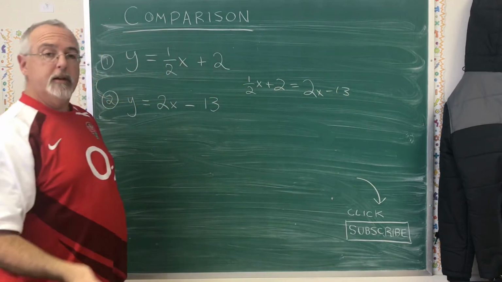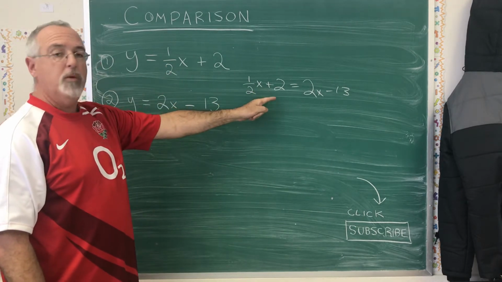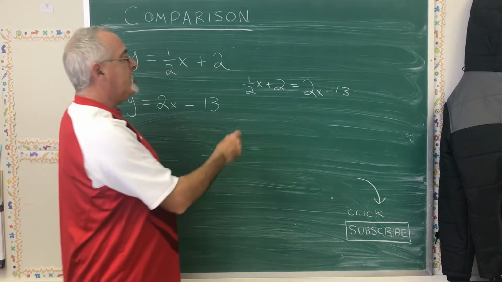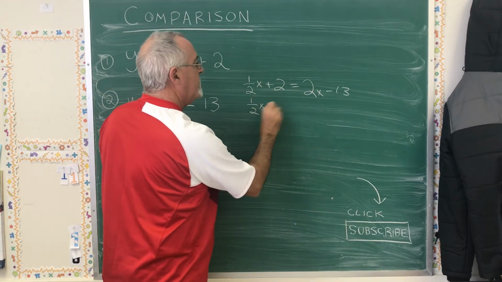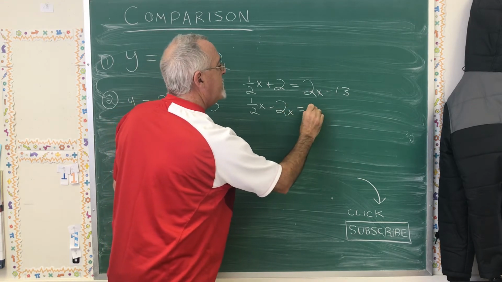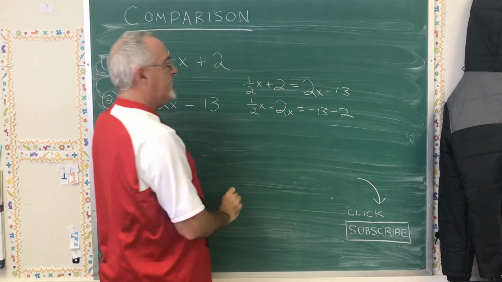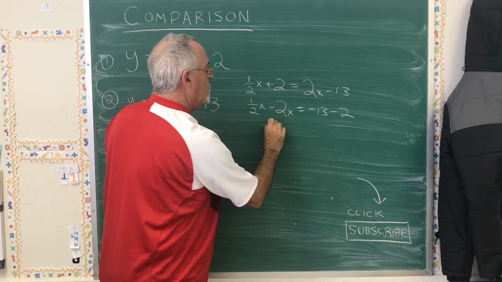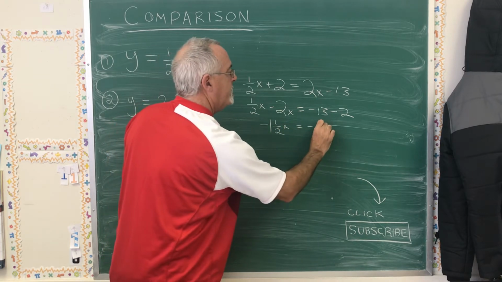Now, the magic of this is that we had two equations with two variables, and now we have one equation with one variable. We can use algebra to solve it. I'll start by moving my 2x to the other side of the equation, where it becomes negative, and moving my 2 to the other side, where it also becomes negative. I have negative 1.5 x equals negative 15.